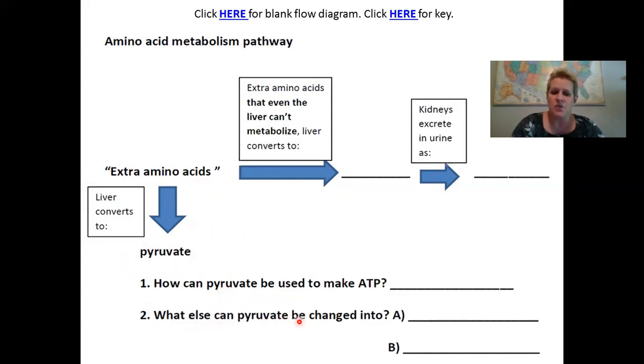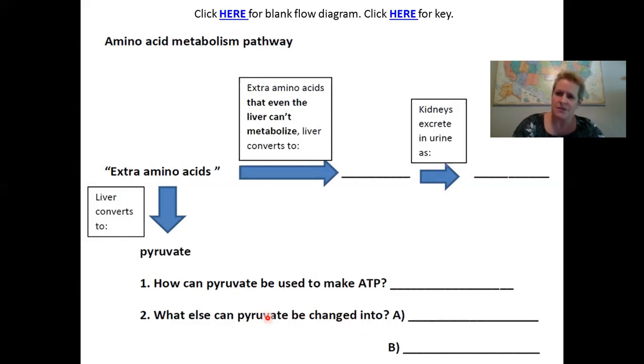What else can pyruvate be changed into? Now, on the previous slide I told you, for one thing, you can turn pyruvate into fat, and that is lipogenesis. Instead of starting with glucose, you started with amino acids and then to pyruvate. So pyruvate can be changed into acetyl-CoA. Acetyl-CoA can be converted into fatty acids, and fatty acids get converted into white fat known as triglycerides. If pyruvate goes backwards through glycolysis, what do you make?